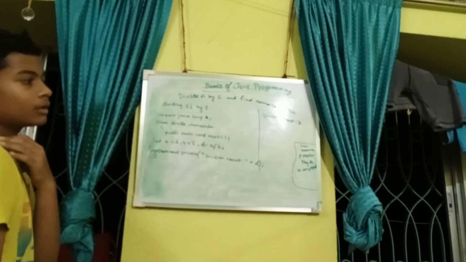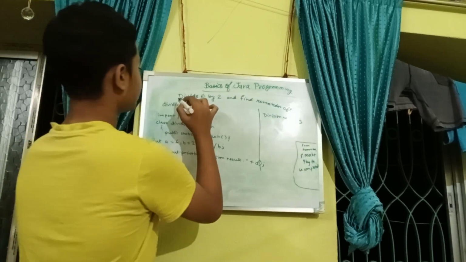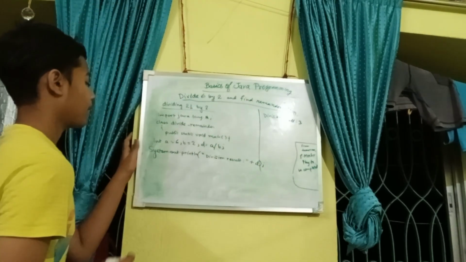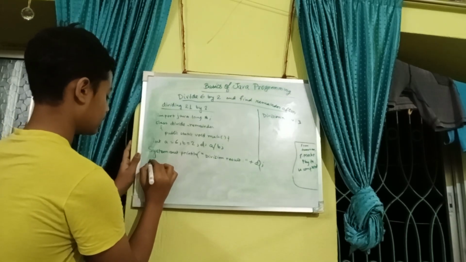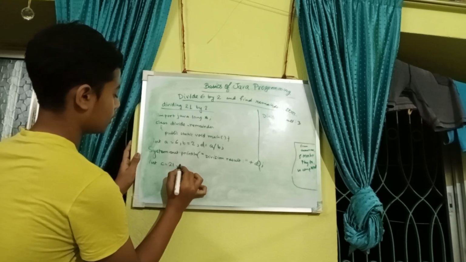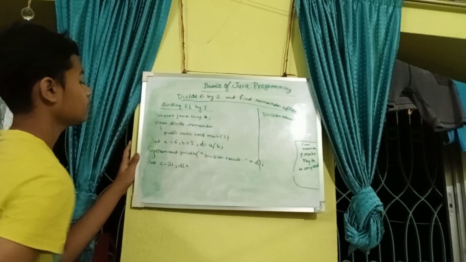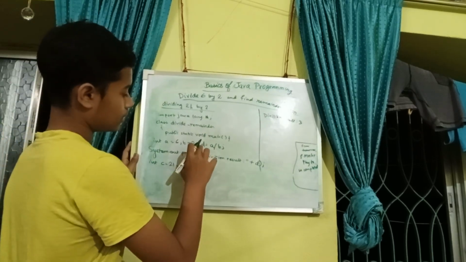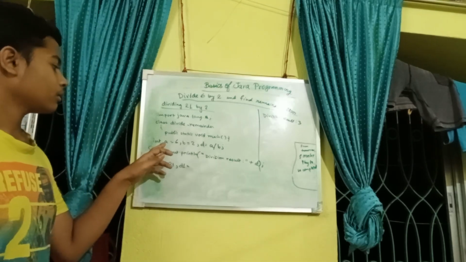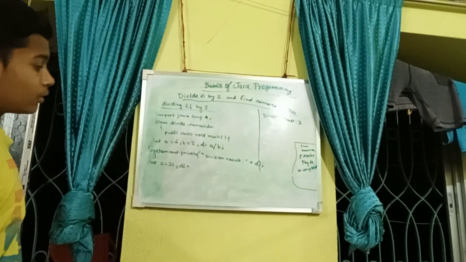Now find the remainder after dividing 21 by 2. Wait. Remainder after dividing 21 by 2. C is equal to 21, and D1 is equal to 2. You have to declare different variables, not the same variables. You can't declare the same variable twice or thrice. Okay.